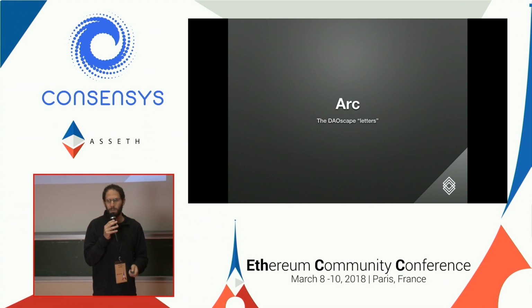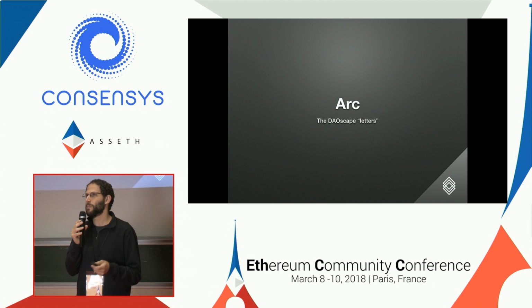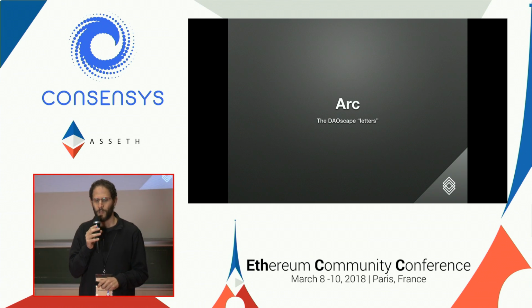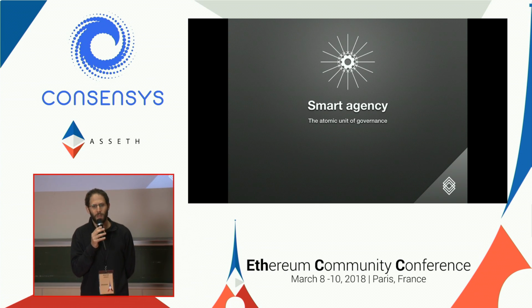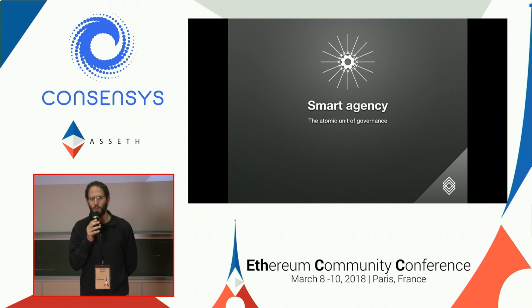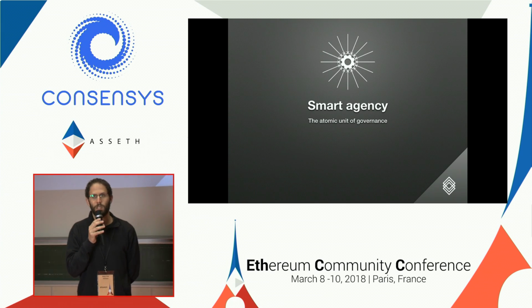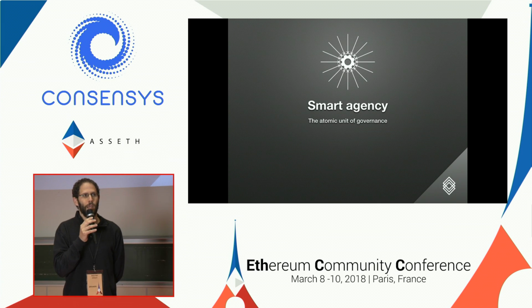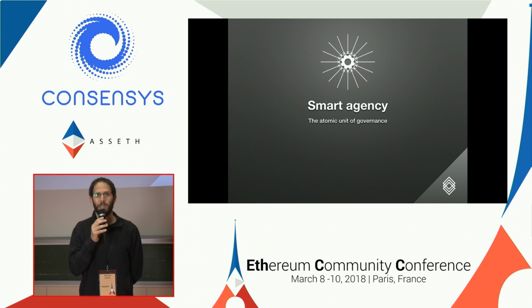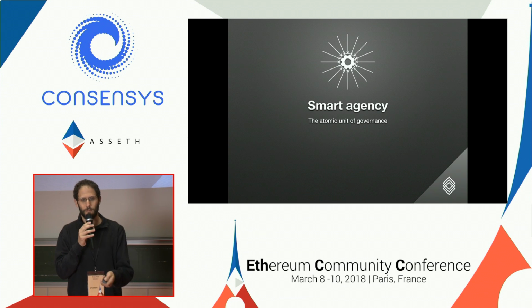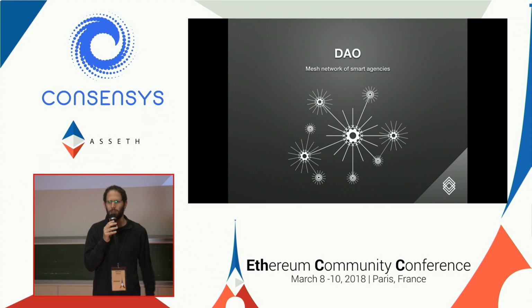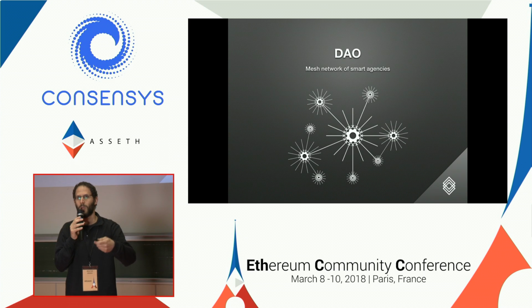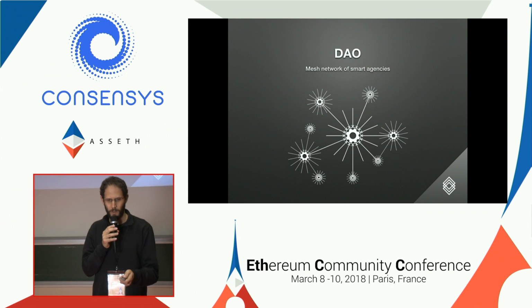So let's start with the DAOstack layers. ARC is a modular, adaptive, and upgradable governance framework on top of the Ethereum blockchain. That's basically the DAOscape layers. This is the atomic unit of governance. We call it smart agency, which is basically a bunch of agents, of actors interacting under smart contracts, actually a quite large bundle of smart contracts, but under a set of rules. And this is how we think about DAOs. It's sort of like mesh networks of smart agencies. This is just a caricature, but the real thing is probably way beyond that, much more complex.